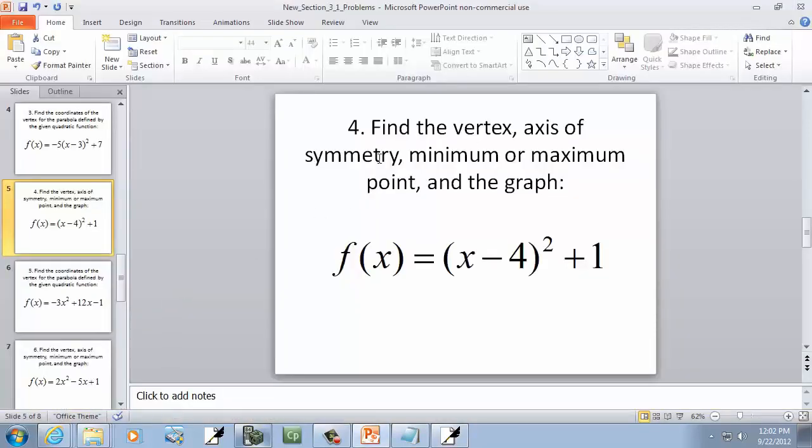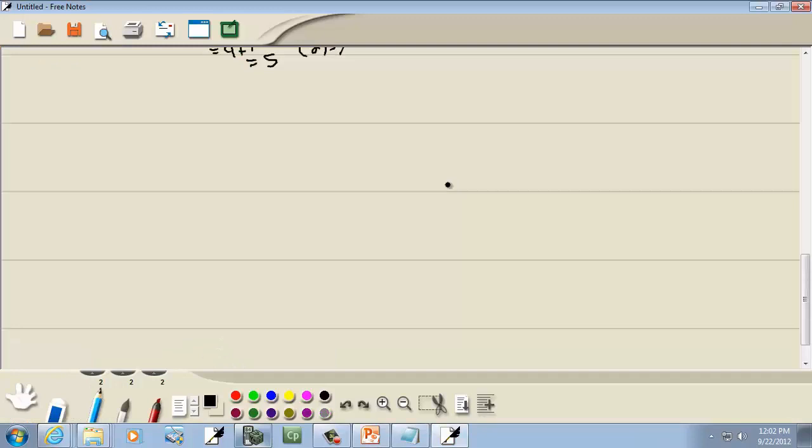Let's see, is there anything else? Vertex, axis of symmetry, min-max, and then the graph. Okay. Well, let's talk about if it's not in standard form. If you've got it in your general form.